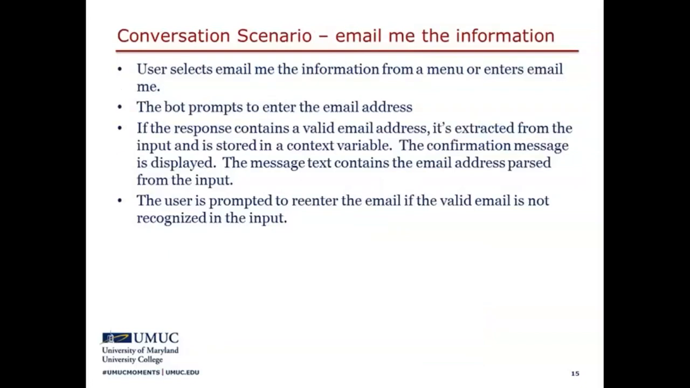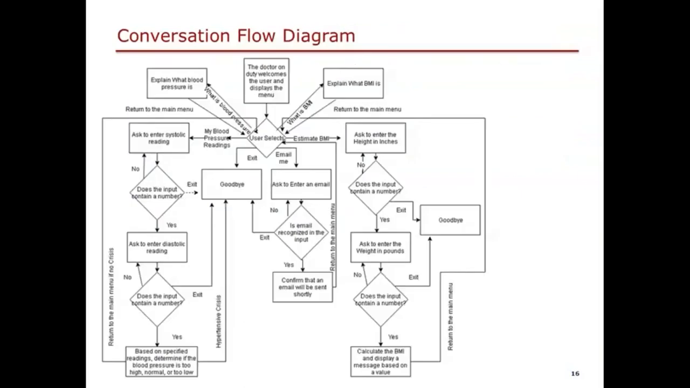And this one is about the email. If I select email me the information, I have to enter a valid email address, or rather enter text that contains a valid email address. And the bot's supposed to parse it, right? Somehow it's supposed to recognize it. And if there is no email, the bot should prompt me to enter the correct email. So think about the concepts, right? You're going to do something similar. It's a flow diagram, and you have to do it for your chatbot. So this is basically how it works.